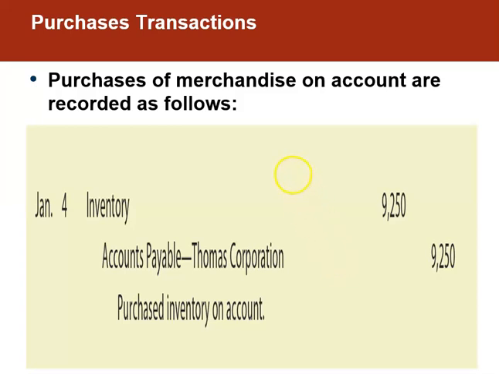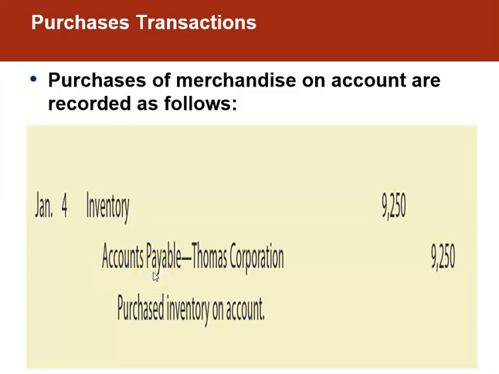Now we have a little bit different example for purchase transactions. This is a purchase of merchandise on account, and this is how we would record it. The entry to inventory is going to be the exact same. Since we're purchasing inventory, the asset is going up, in this case for $9,250. But we need to know two things. For our balance sheet presentation, we need to acknowledge that we owe $9,250. So that's going to show up on our balance sheet as accounts payable.